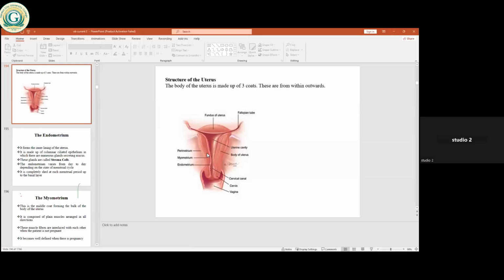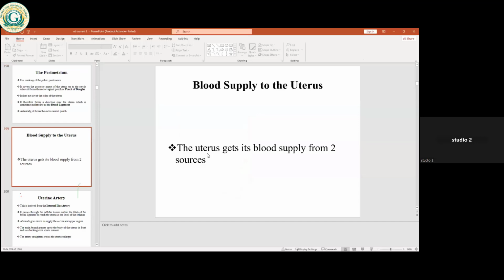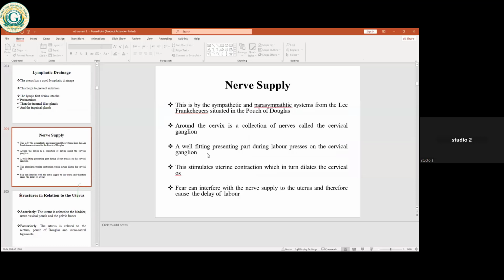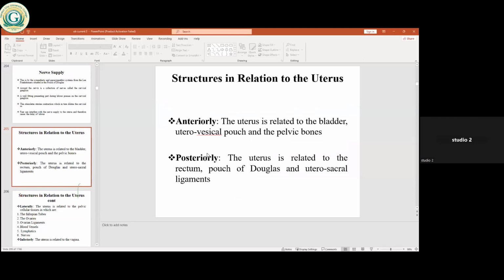And then we have the blood supply. Please read about them, which blood supplies go to the uterus: uterine arteries, and then the ovarian artery. Then the lymphatic supply. Let's go to the relations of the uterus. Anteriorly, the uterus is related to the bladder. I've already shown you the diagram.